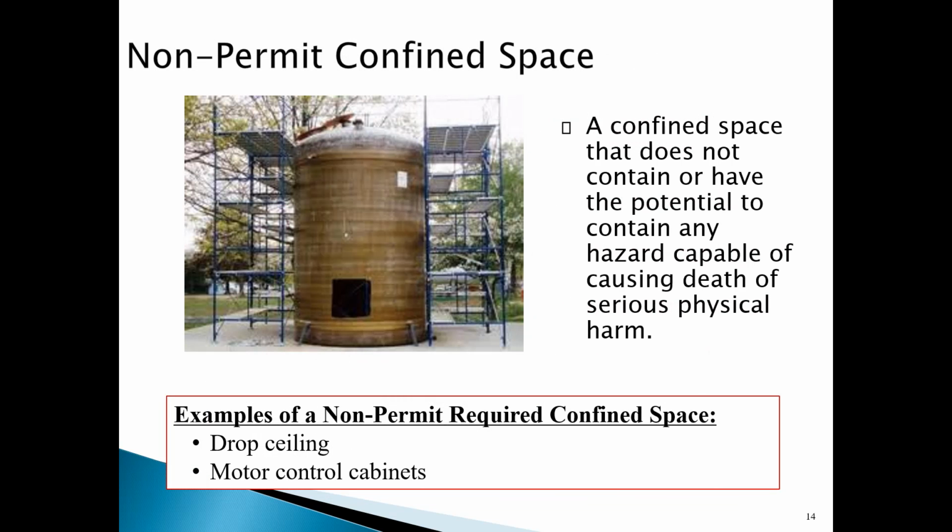Non-permit confined space, such as in this picture here. This would be like a water tower, water tank. Non-permit confined spaces do not contain or have potential to contain any hazard capable of causing death or serious physical harm. Examples of non-permit required confined spaces: a drop ceiling or motor control cabinet. Always remember when you're entering a water tower or water tank through the bottom hatch, have the top hatch open.